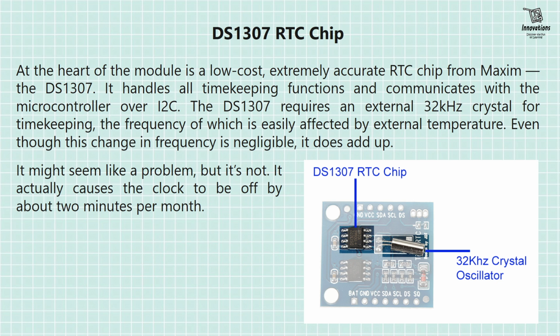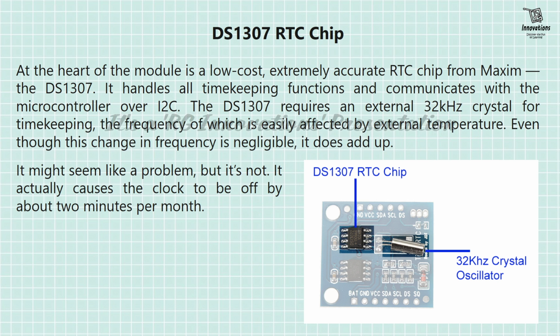Now let us learn about the DS1307 RTC chip. In the picture, we can see this is the DS1307 chip. At the heart of the module is a low-cost, extremely accurate RTC chip from Maxim, that is the DS1307. It handles all timekeeping functions and communicates with the microcontroller over I2C.